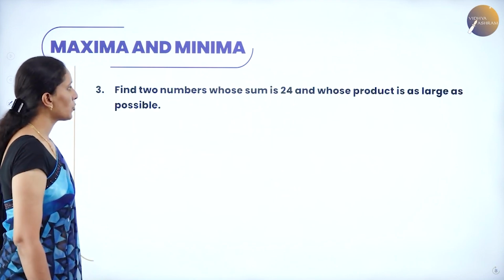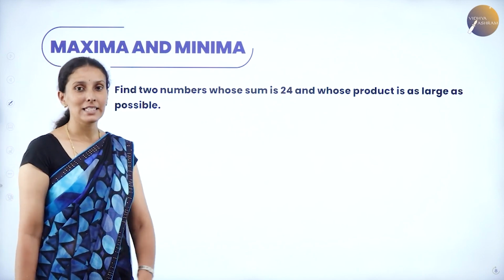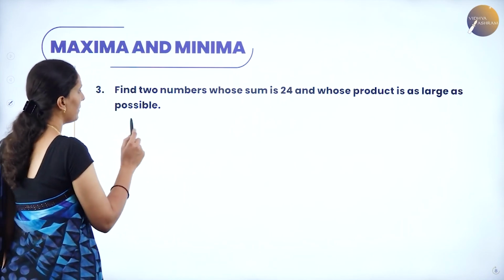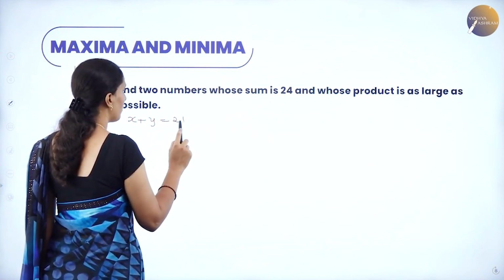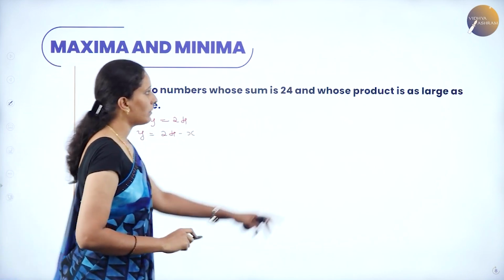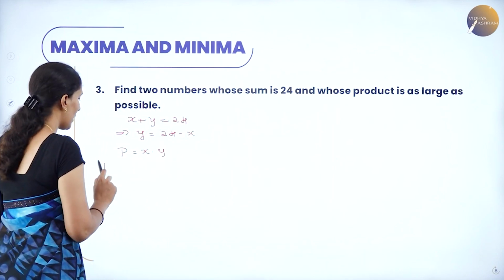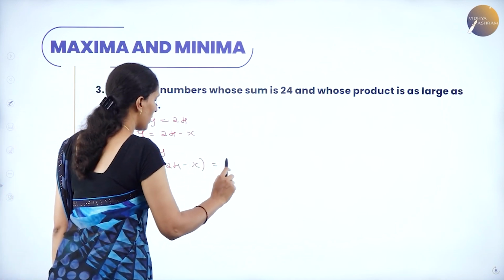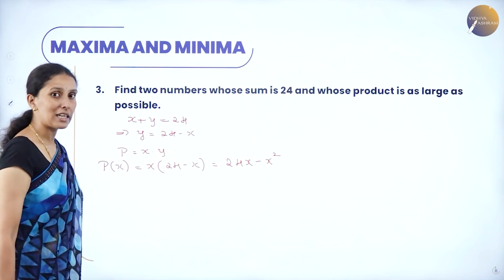Next, find two numbers whose sum is 24 and whose product is as large as possible. As large as possible means their product attains maximum. So, let me take two numbers whose sum is 24, which implies x plus y is equal to 24. So, this implies y is equal to 24 minus x. Now, let me take the product. The product is nothing but x into y. So, let me take P of x is equal to x into 24 minus x, which becomes 24x minus x square. Now, I have to show that P of x attains maximum.